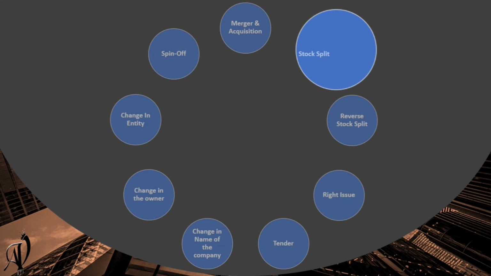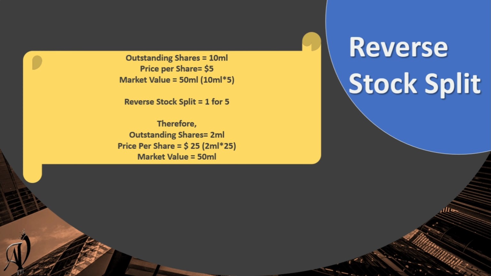Next is reverse stock split. It is the opposite of a stock split. Here, the company consolidates the number of existing shares of stock into fewer, higher-priced shares. Companies opt for this to attract big investors, boost spin-off prices, and for many other reasons. Now we'll understand this with the help of an example.